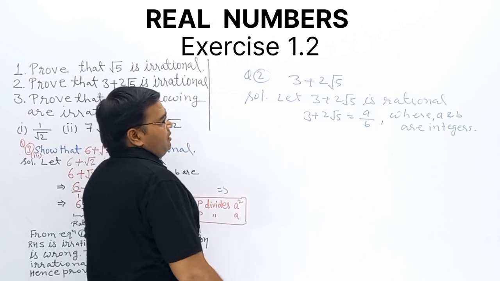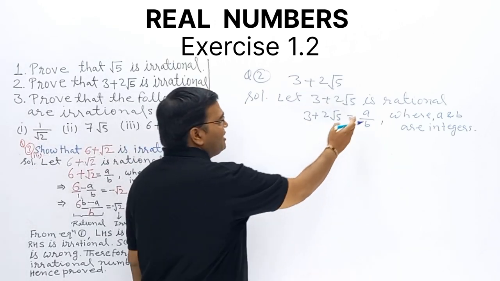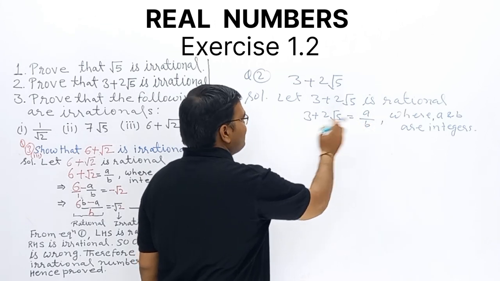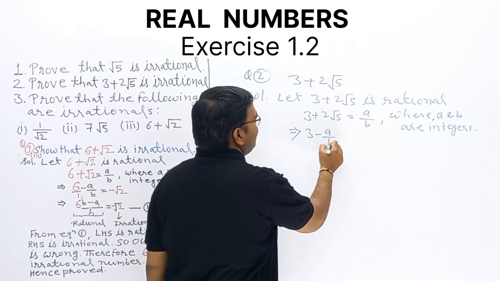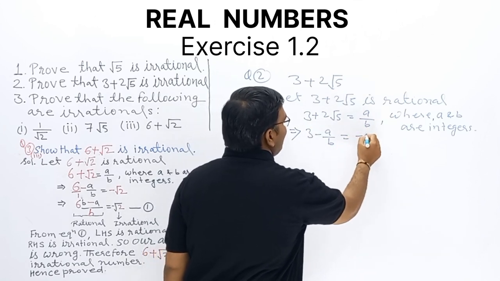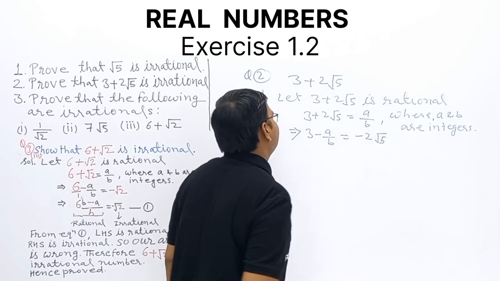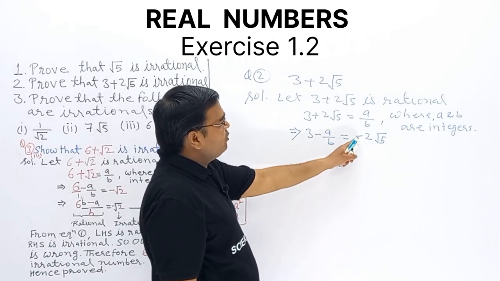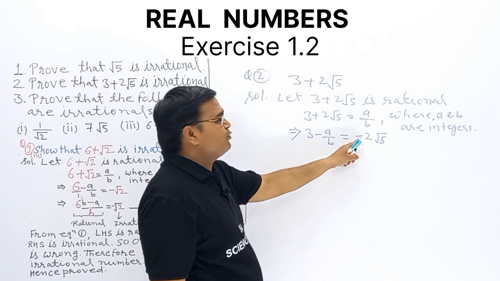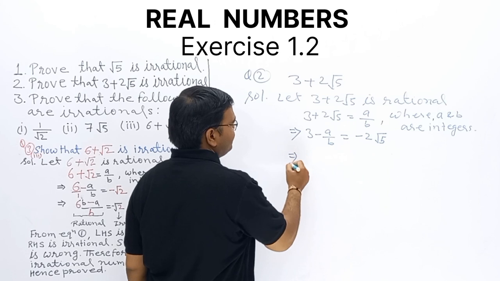Now what will we do? We will separate. I am taking this rational number to the left side: a upon b is rational, 3 is rational. So 3 minus a upon b on the left side, and bring this one to the right side, minus 2 into root 5. Now we want to divide this by 2.